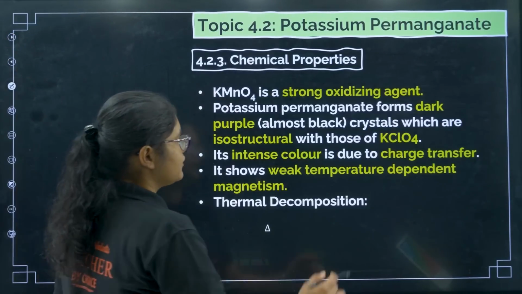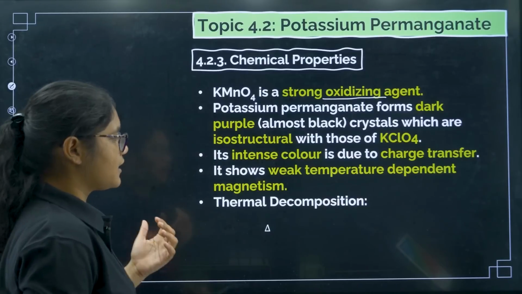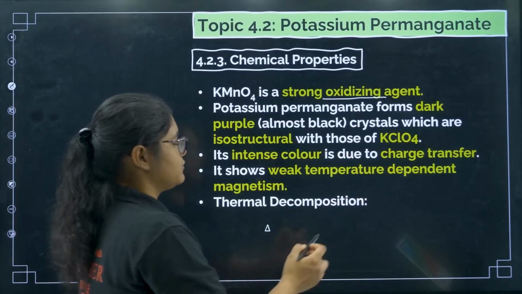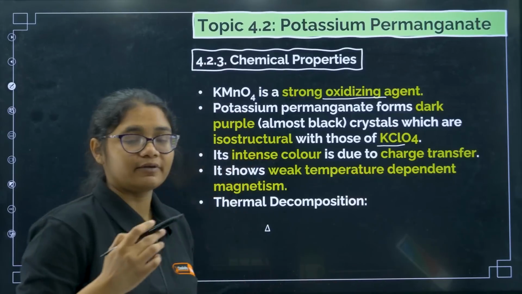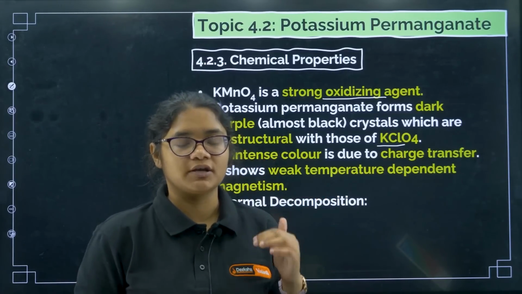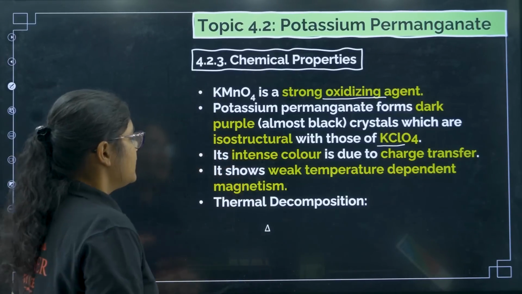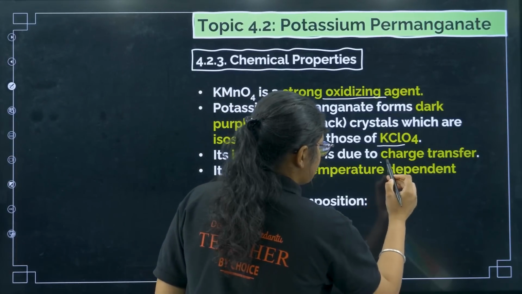This is also a very good oxidizing agent, okay? But potassium permanganate forms dark color crystals which are isostructural with KClO4. This is also a very prominent question where it is asked which of the following is isostructural with MnO4. So please remember it is KClO4. After that, its intense color is due to the charge transfer.